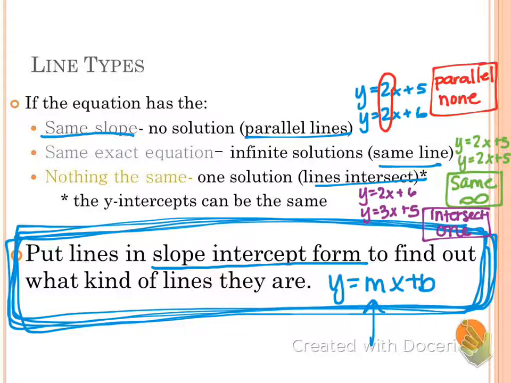Now, I did put a little asterisk by this, and I said the y-intercepts can actually be the same, and they're still intersecting lines. So, like if my equation said y equals 2x plus 5, and the bottom equation is y equals 3x plus 5, if they have the same b's, that's fine. They're still intersecting. That actually tells me exactly where they're going to intersect. They're both going to cross each other at the y-intercept of 5. Okay?